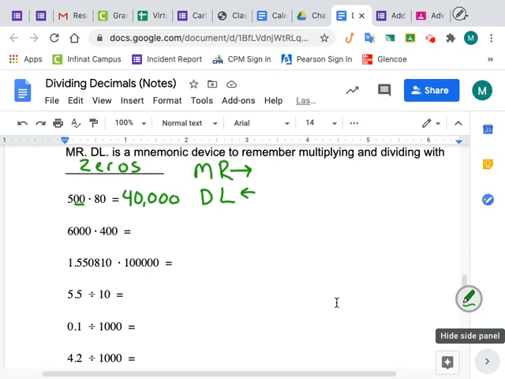Next one, 6 times 4 is 24. And now I need to add 5 zeros. Put my commas in, 2,400,000. And now the decimal. So I have 1, 2, 3, 4, 5 zeros. So I have 100,000. And I'm moving my decimal point to the right. So 1, 2, 3, 4, 5. So my decimal point would actually go here. So 1, 5, 5, 0, 8, 1.0, or you don't even need to add the 0.0. That would be my final answer.